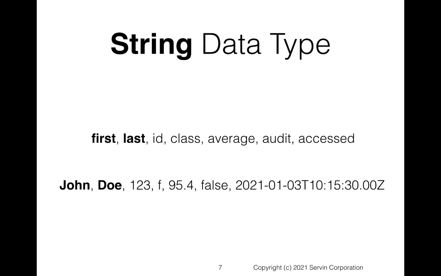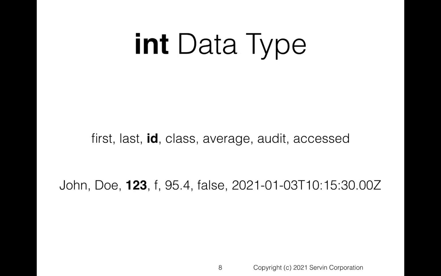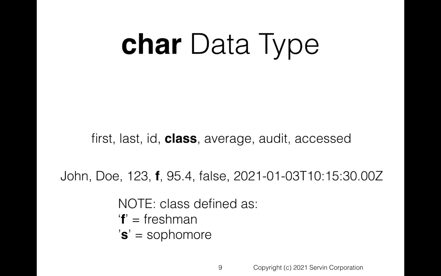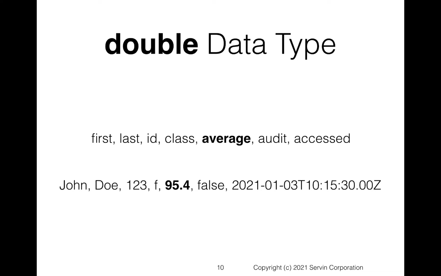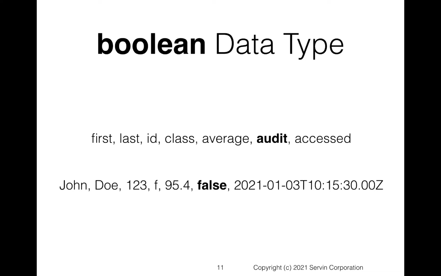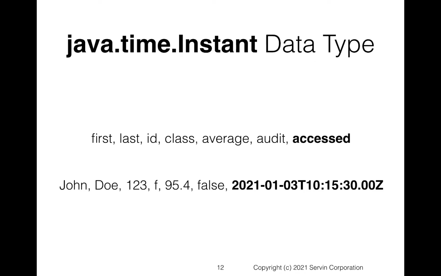We found that the first and last we treated as a string data type. We saw the ID was an int data type. We saw the class, either a freshman or a sophomore, was a letter of either F or S. We saw the average was a double. We saw that the audit, whether you're auditing the course, was a boolean. And we saw the time as a java.time.Instant data type.